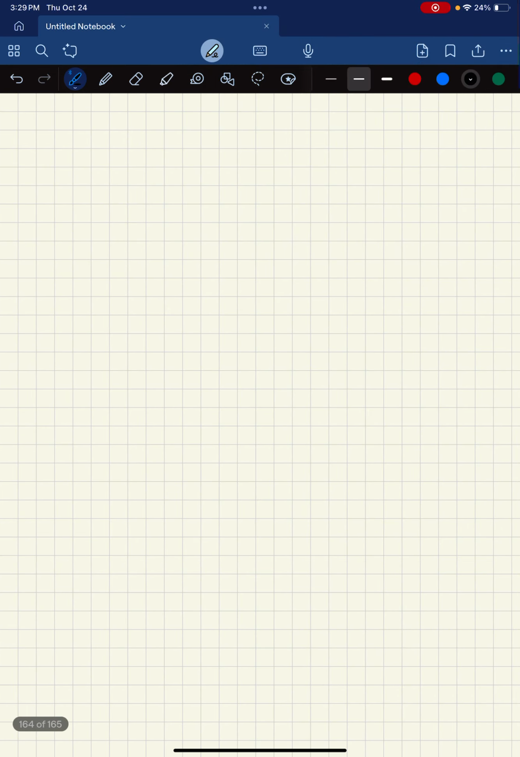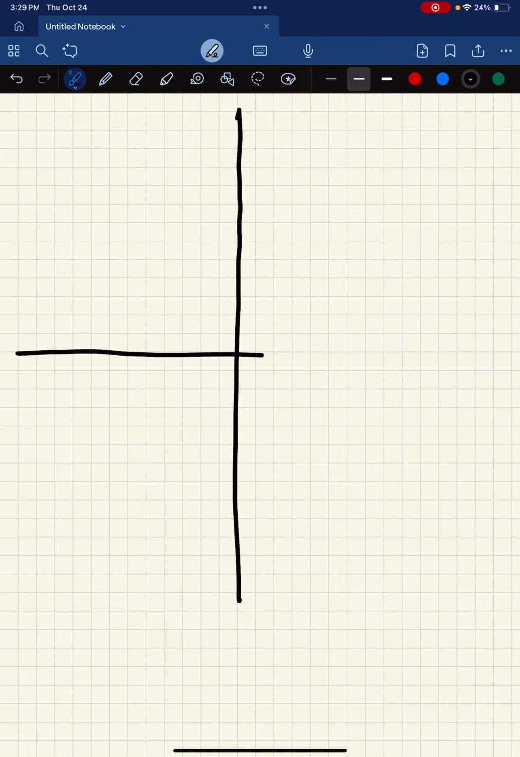So let's go to my squared paper again. Let me show you how, you should probably already know how to do this, and we kind of already talked about it, but let's talk about it some more.